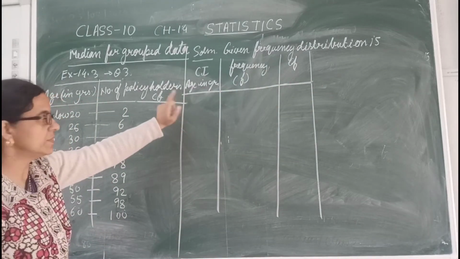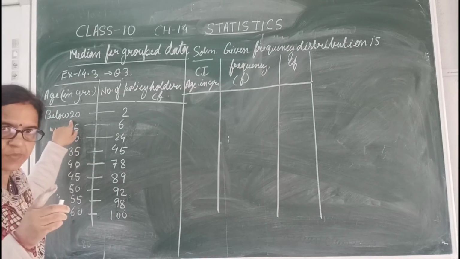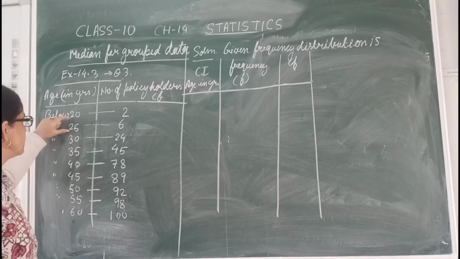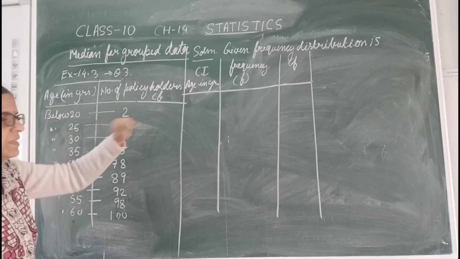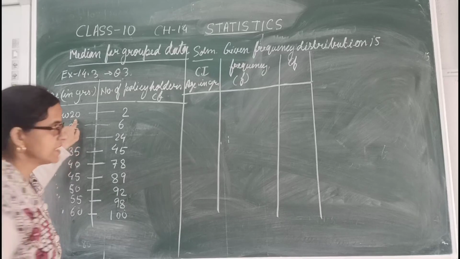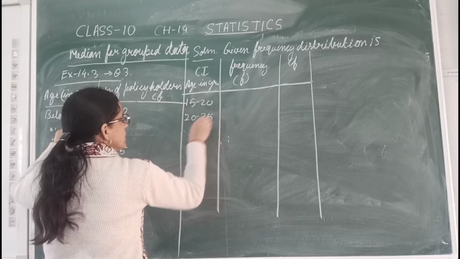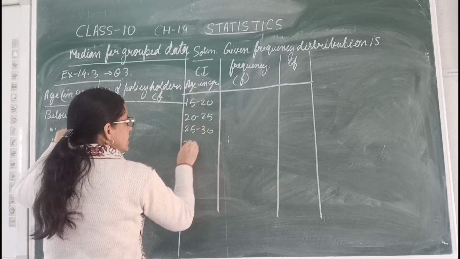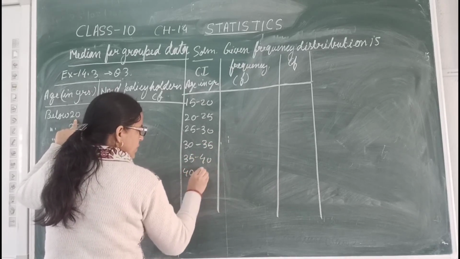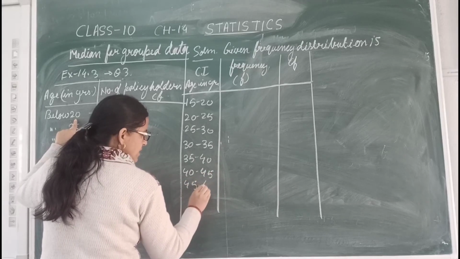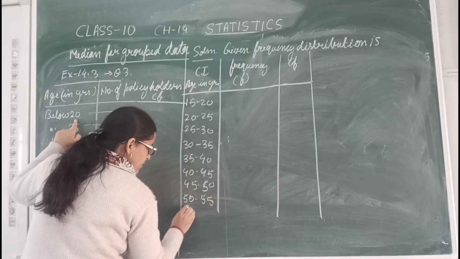Now to get the CI column, that is the class interval column: for below than frequency or less than frequency, we write the upper limit. So this is the upper limit. Now the difference of 25 and 20 is 5. So the first class interval will start from 15 and end at 20. That is 15 to 20 is the first class interval. Then 20 to 25, 25 to 30, 30 to 35, 35 to 40, 40 to 45, 45 to 50, 50 to 55 and 55 to 60.